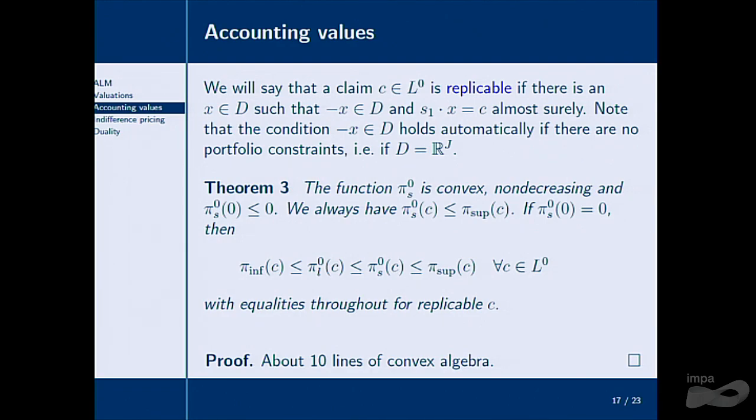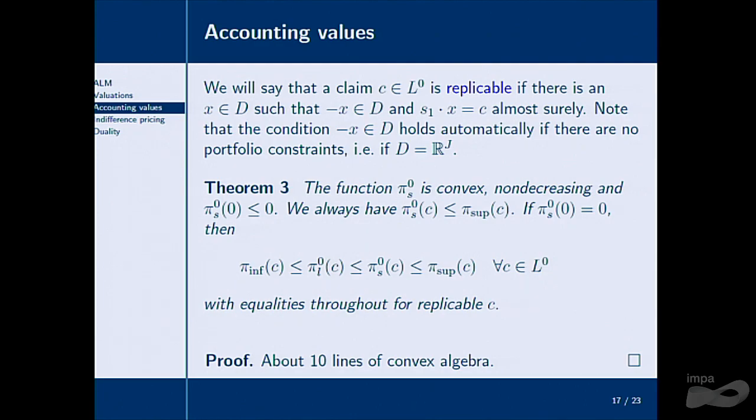But that's, of course, a lot to ask. So replicable here means that you can find a portfolio which is not only feasible, but the negative of it is feasible as well. Of course, this is always satisfied if you don't have constraints. And the payout of the portfolio is exactly equal to the claim. That's replicability. But otherwise, these bounds may be very far from each other, and these things may be different, and the values are then indeed subjective.